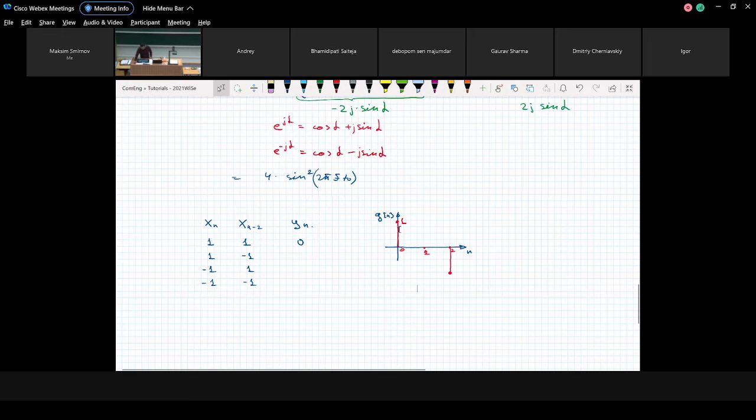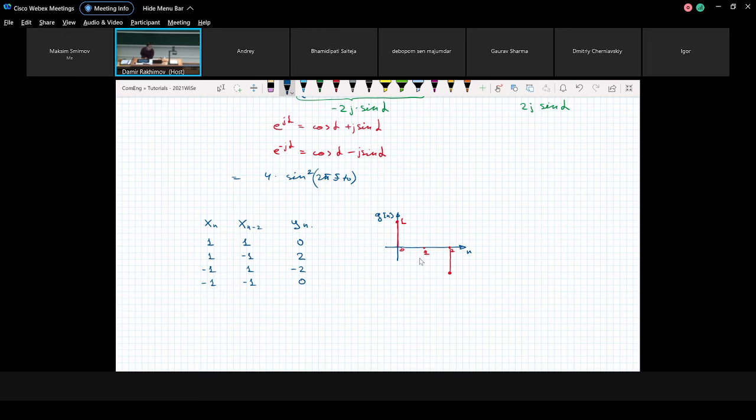We take the current symbol with amplitude 1 and subtract the past one, with amplitude minus 1, or we add with amplitude minus 1. So now we have 1 minus minus 1, so it will be 2. Then we have minus 1 minus 1, which is minus 2. And minus 1 minus minus 1 will be 0.